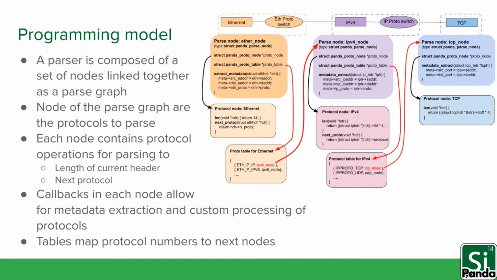And the additional construct that we need are tables that map protocols to next nodes. These are fairly simple tables that, given a protocol number, just return a pointer to the next node structure.